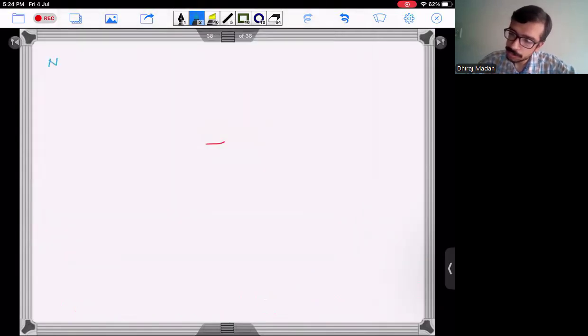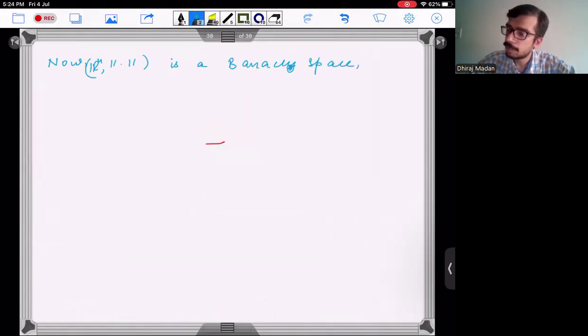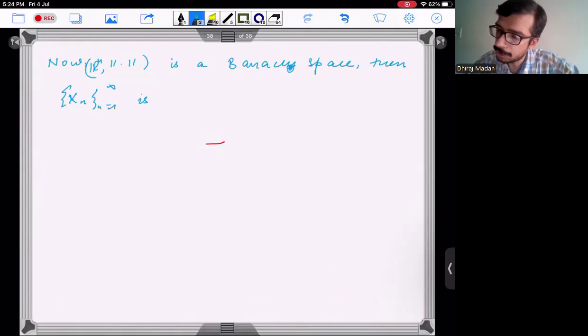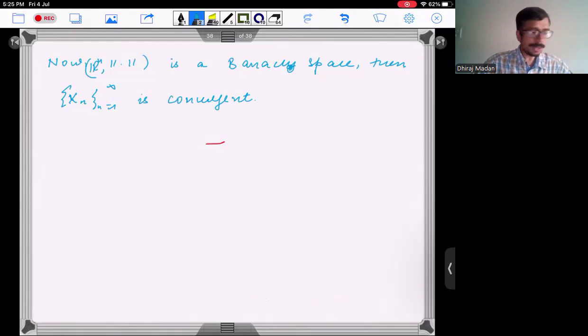Now, if the vector space R^n under this norm is a Banach space, meaning that every Cauchy sequence is convergent, then the sequence xn, n from 1 to infinity, is convergent. Okay, which means that there is a limit point. And let the sequence xn converge to the point x. Okay.